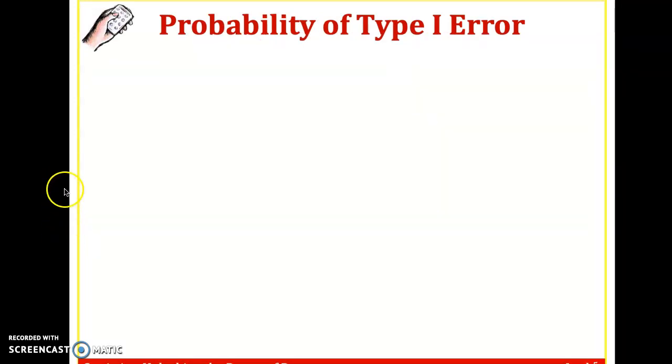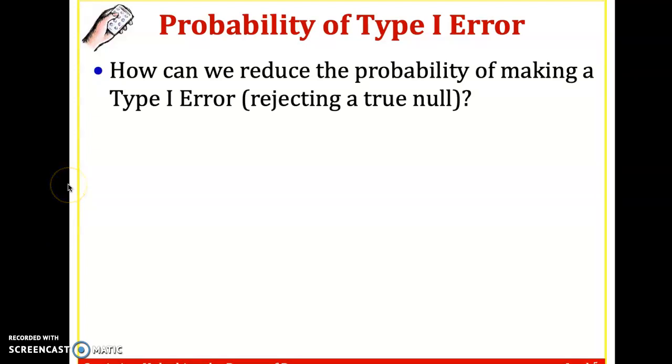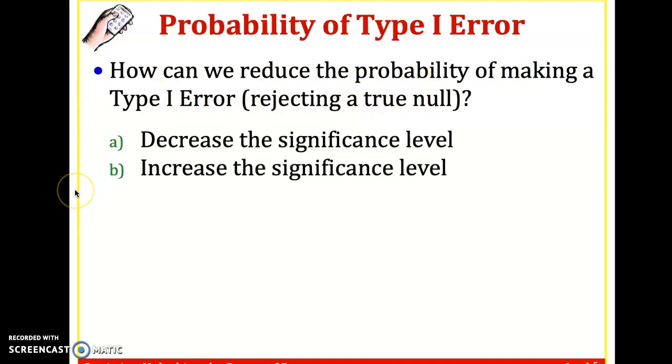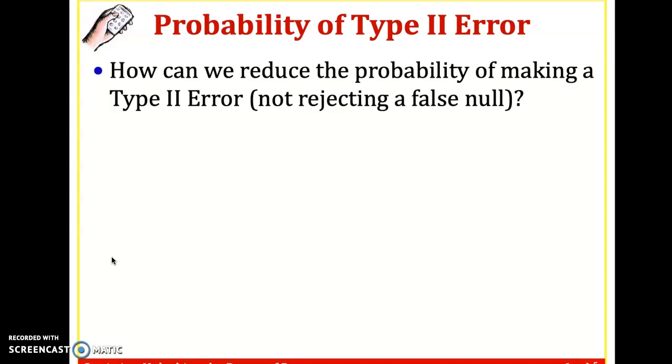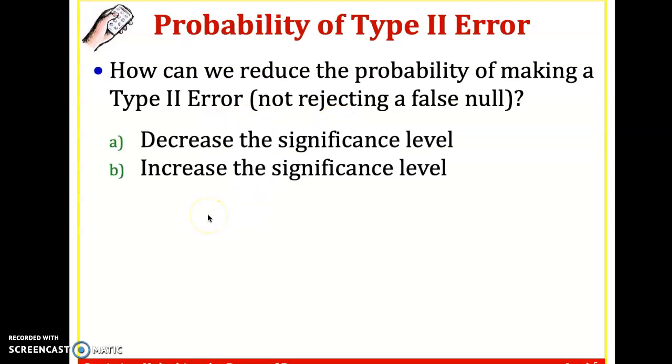All right. Okay, so how can we reduce the probability of making a type 1 error, rejecting a true null hypothesis? If you want to reduce the probability of making a type 1 error, you should decrease the significance level. Make alpha as small as possible. How can we reduce the probability of making a type 2 error, not rejecting a false null? In this case, we want to increase the significance level.